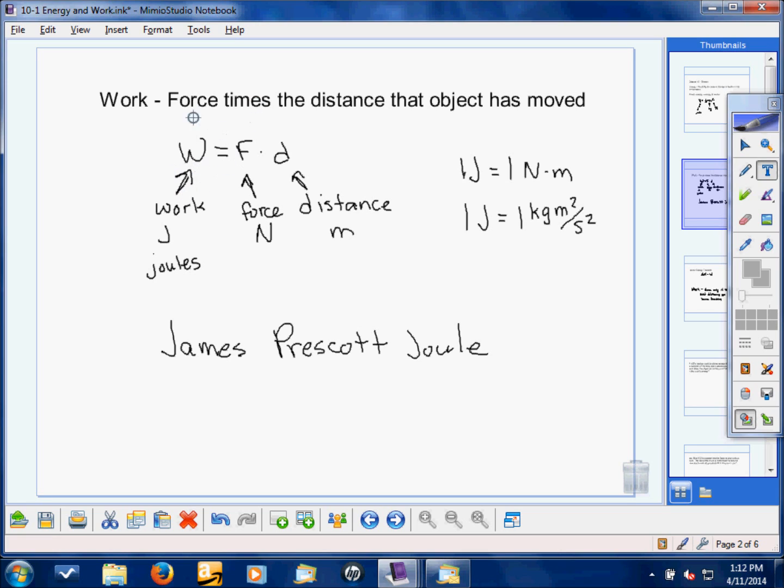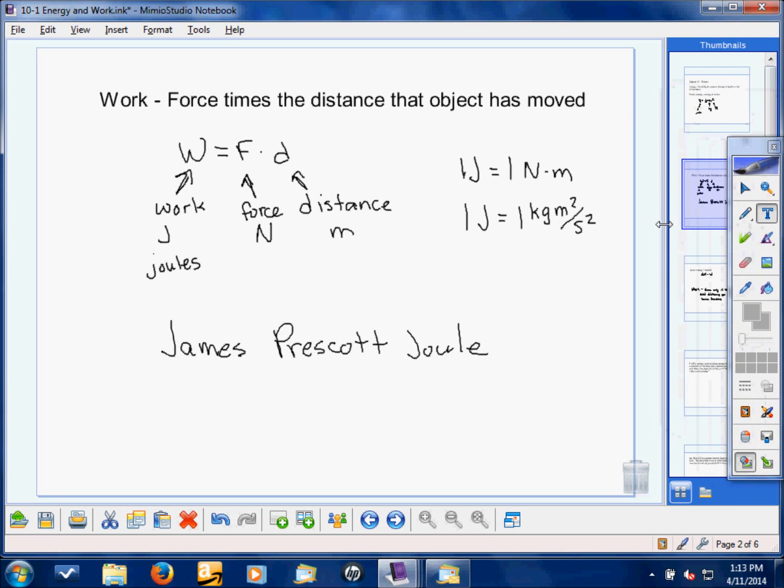Okay, the equation: work equals force times distance. A Newton meter is an alternate to a joule. So 1 joule is 1 Newton meter. 1 joule is 1 kilogram meter squared per second squared. Work and energy are very closely related. The joule is named after James Prescott Joule, who did a lot of discoveries on this particular topic.